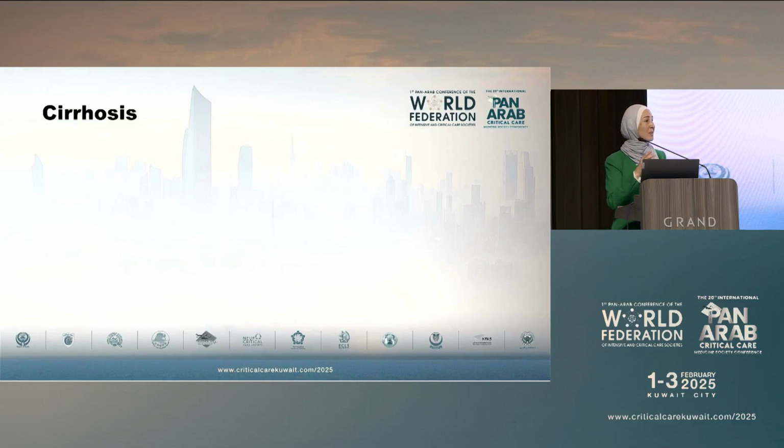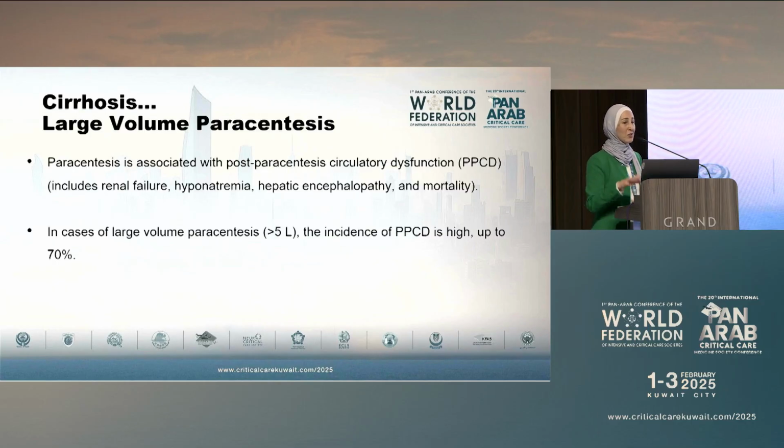Now I'll move into cirrhosis, and this will be the last indication we'll talk about. This is where there was some recommendation in terms of giving albumin for those patients, and these are the two domains where they suggested using it. So the first one was for large volume paracentesis.